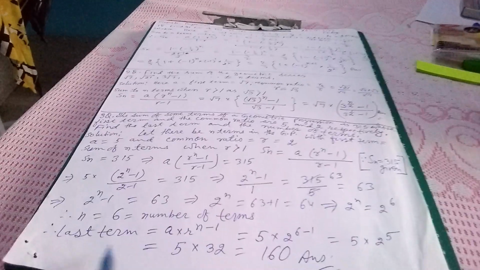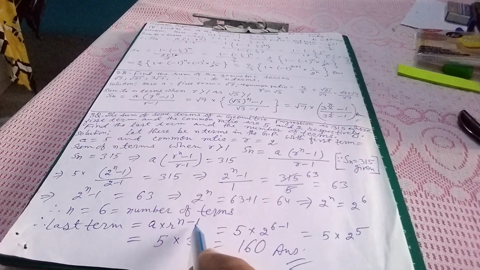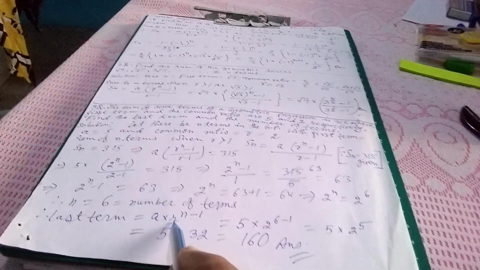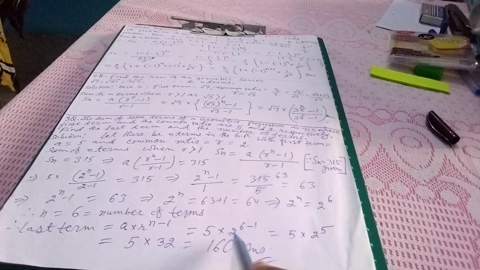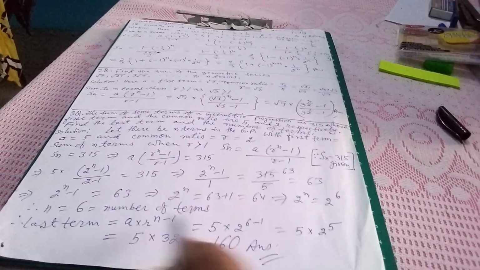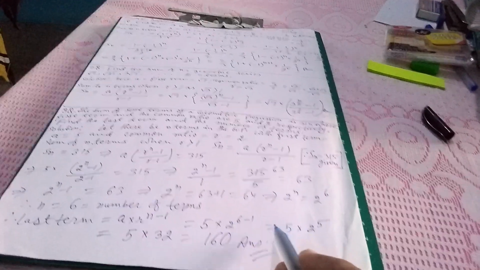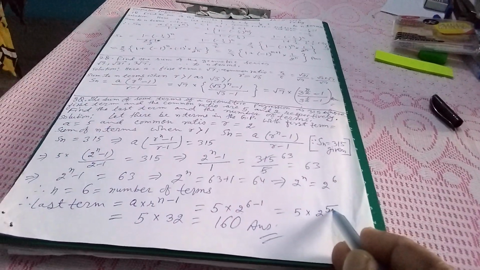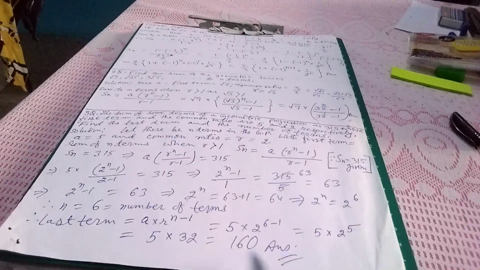And now we have to find the last term. The last term equals the formula a into r to the power n minus 1. Here n minus 1 is the power of r. Here a is 5, the r value is 2, and n we have just calculated as 6, so 6 minus 1. So 6 minus 1 is 5, so it becomes 5 into 2 to the power 5. 2 to the power 5 means 32. So 5 into 32 equals 160.